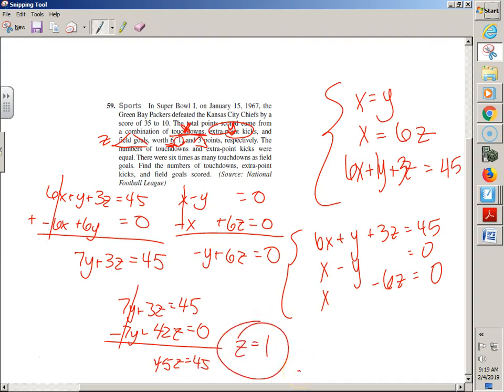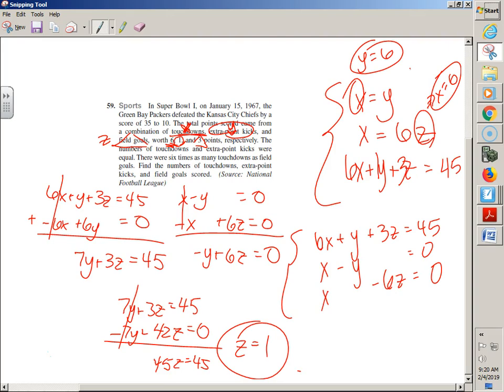I got 1. Once I know z equals 1, what can I do? We can be creative, not a computer. We can plug in, right? So if z equals 1, what does that mean x equals? x equals 6, and then if x is equal to 6, then y is equal to 6. You can double check it, but 6 times 6 is 36. 36 plus 6 extra point kicks would be 42, and 42 plus 1 field goal, 45. Whew! All right, cool kids.